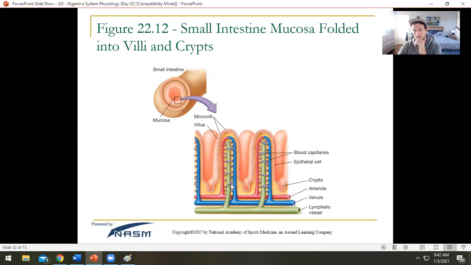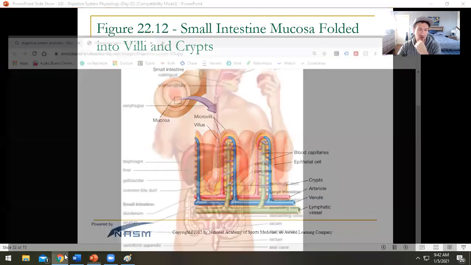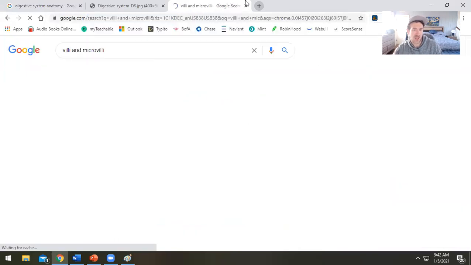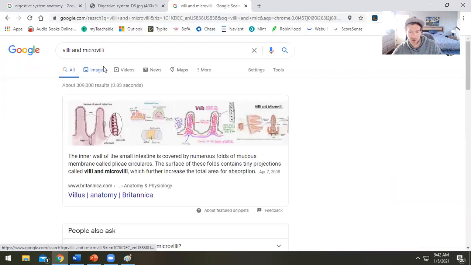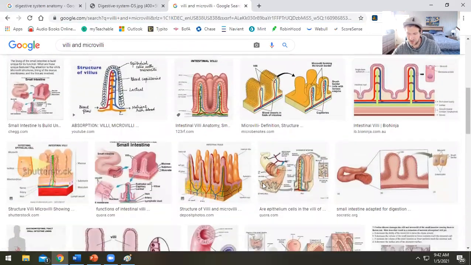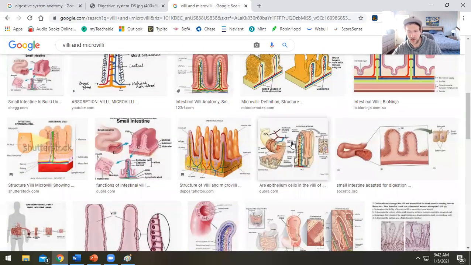So can you repeat it again, please? Yeah, totally. So those are your villi, right? Let me show you. There's probably a better picture online. I'll find a slightly better one. I want to find a zoomed out. There we go.